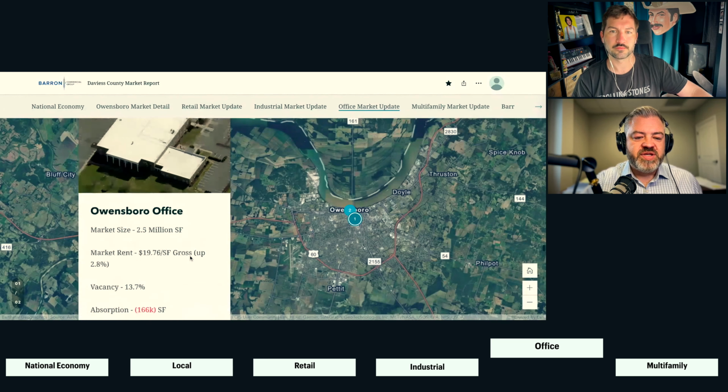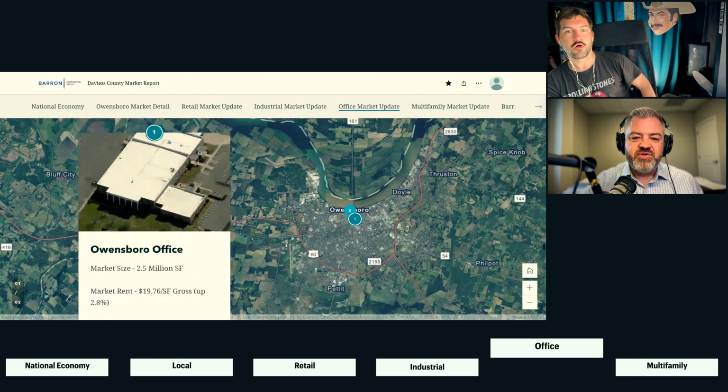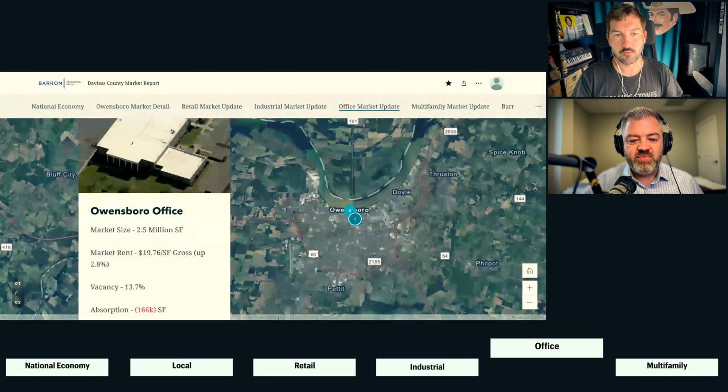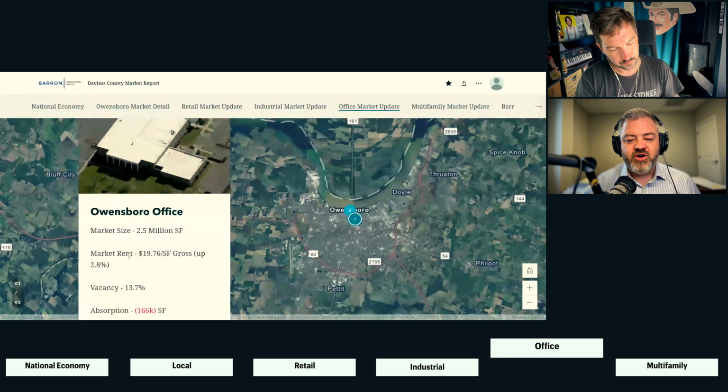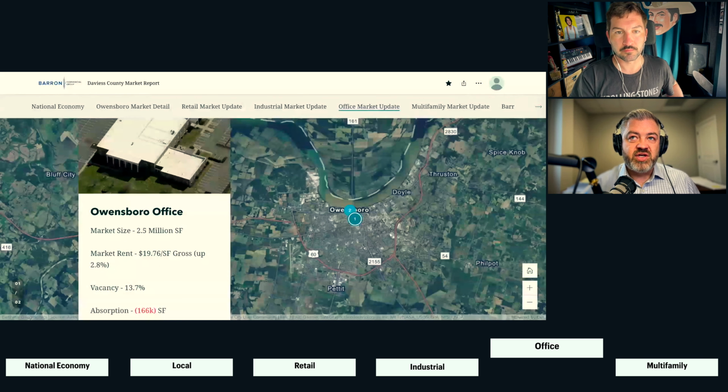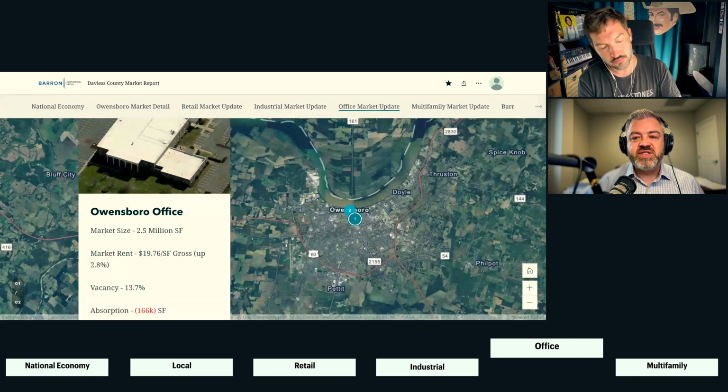Cool. Well, let's talk a little bit about office, and we can introduce a new term called absorption. Owensboro, as an office market, we've got about 2.5 million square feet of office. The market rent here is just under $20. This is on a gross basis, where the other rents that we've looked at were on a triple net basis.